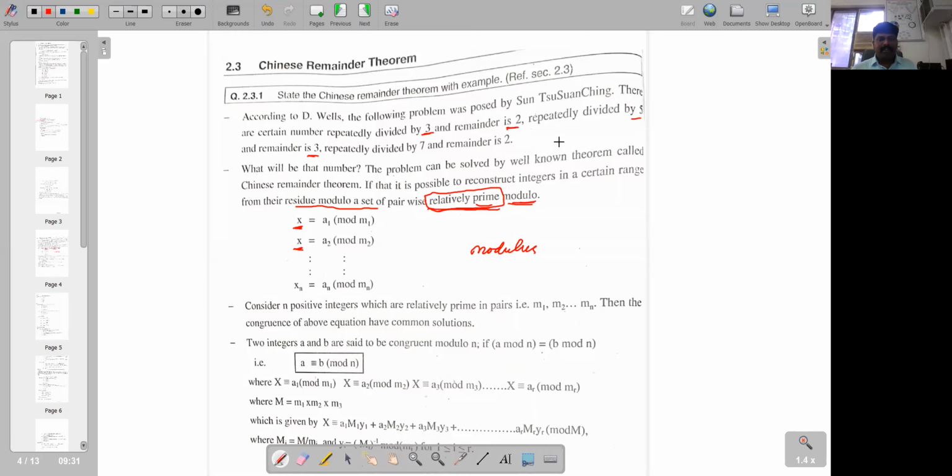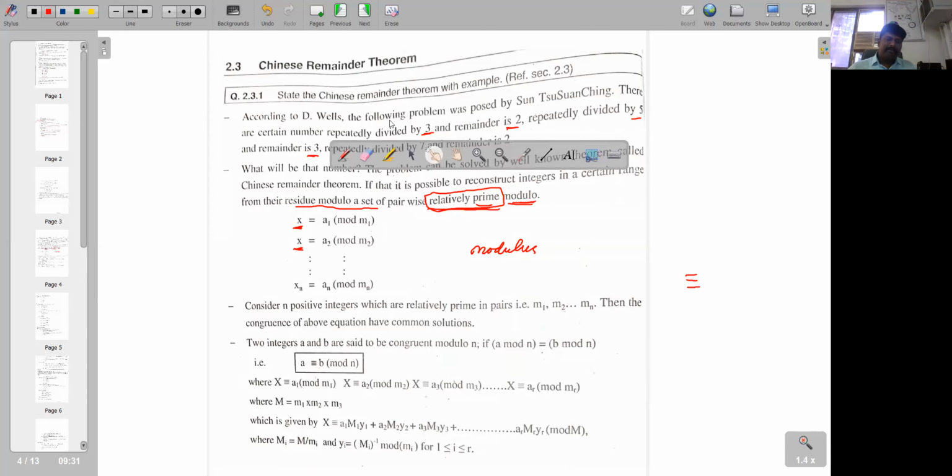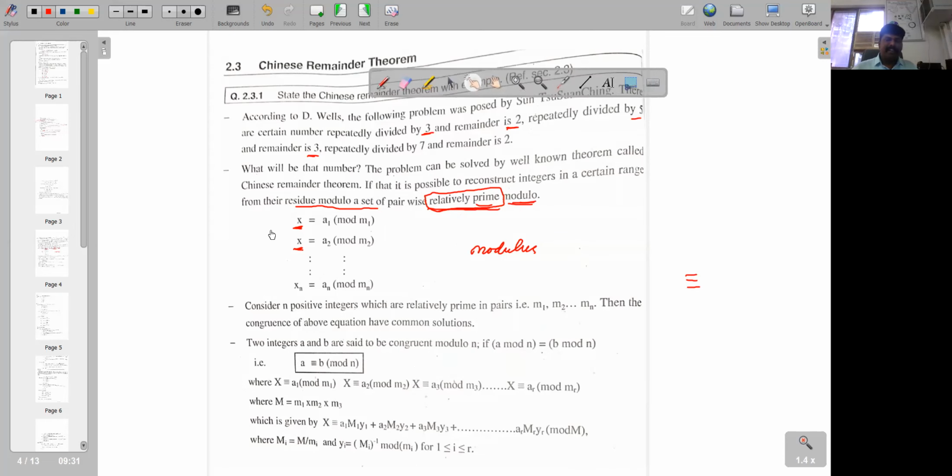When you talk about congruence, two integers a and b are said to be congruent modulo n if a mod n is equal to b mod n. Congruence is represented using three lines, very similar to the equal symbol, meaning the left and right parts are the same. We'll try to prove this in the later part by explaining with a numerical example. For the time being, I'll explain the equations or derivation under the Chinese remainder theorem.